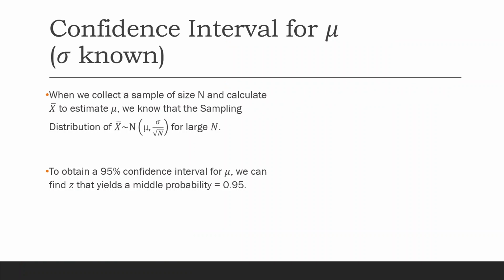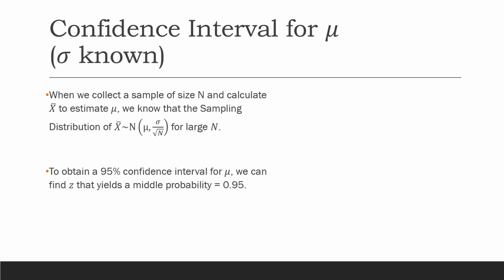So, I'm going to start with the case where we know sigma when we're trying to draw conclusions about mu. So, we're going to talk about the confidence interval for mu as if we know our population standard deviation sigma. When we collect a sample of size n and we calculate x bar to estimate our population mean mu, we know that the sampling distribution of x bar is approximately normal with the mean of mu and the standard deviation of sigma over the square root of n. And we know that's true, especially when we have sample data with a large sample size n.